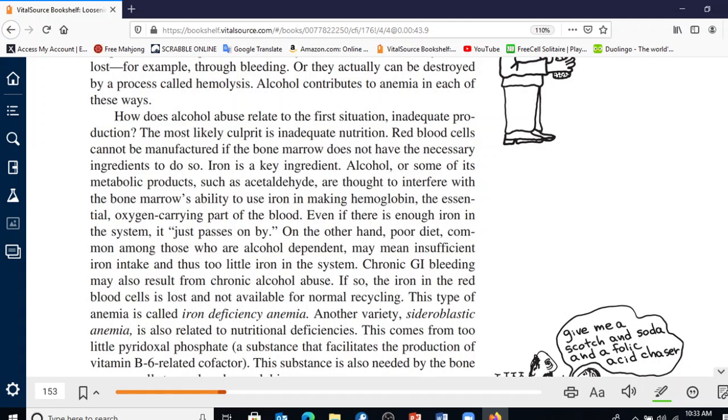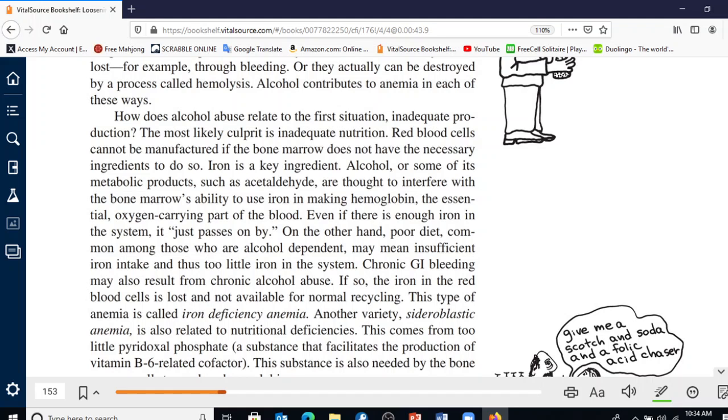Anemia from bleeding is called iron deficiency anemia. The iron in the red blood cells is lost. It's not available for normal recycling, and the body does recycle. So if you have too little iron to infuse the red cells with, then you have iron deficiency anemia. If you have sideroblastic anemia, then you have another anemia that's related to nutritional deficiencies, and this is too little of the B6 related cofactors.